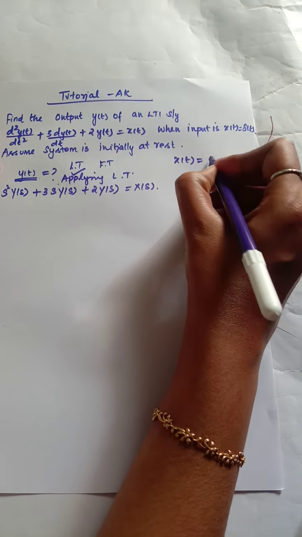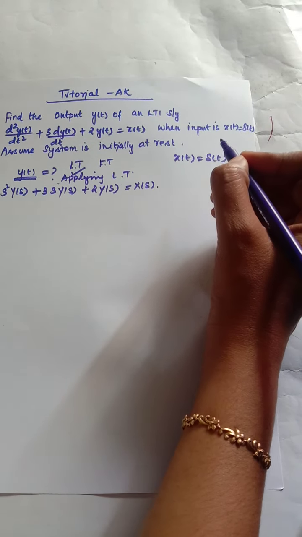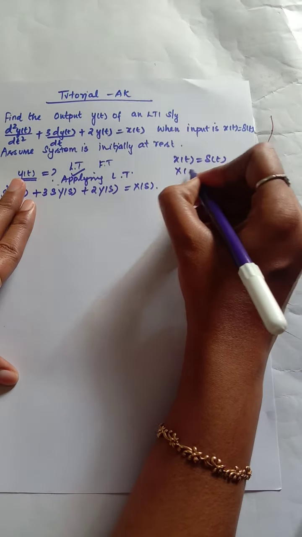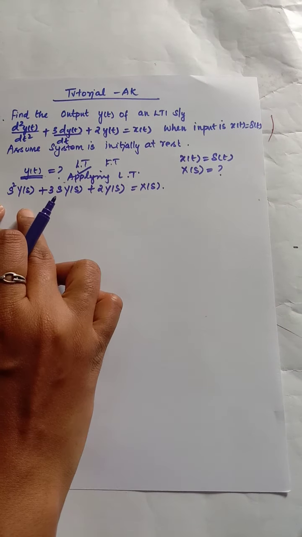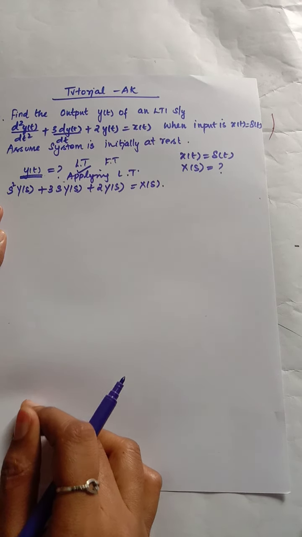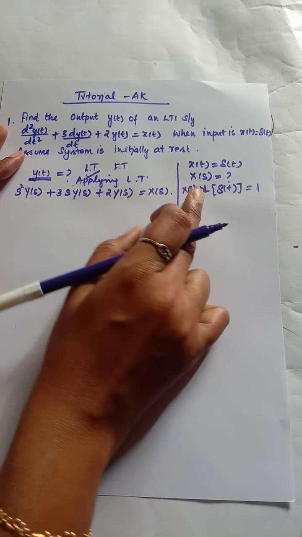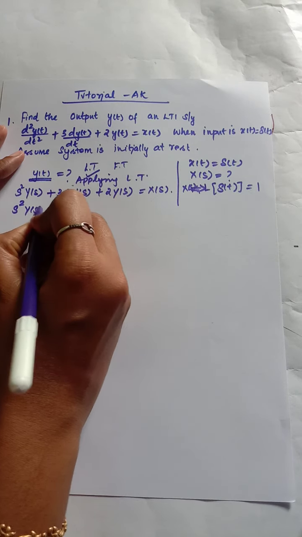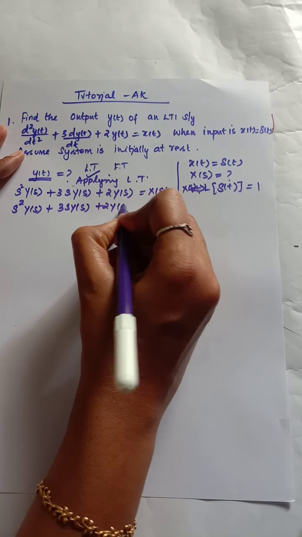Here x of t is nothing but del of t. So first you need to find the Laplace transform of del of t, then substitute in this equation and find y of s. Then you need to take the inverse Laplace transform and find y of t. We know that the Laplace transform of del of t is 1. So now this equation becomes s square y of s plus 3 s y of s plus 2 y of s is equal to 1.